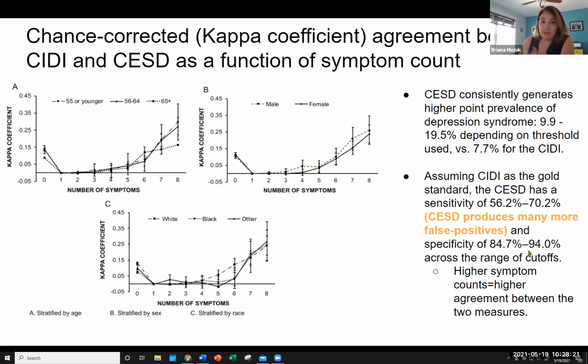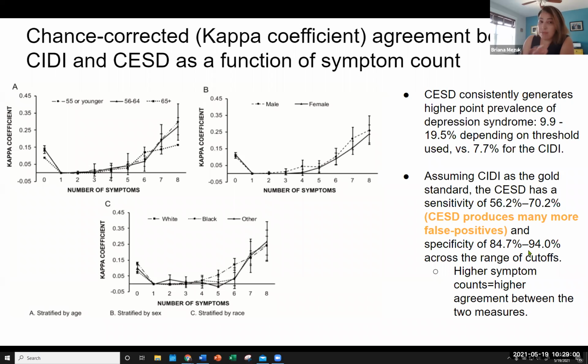But we have a couple of big problems. The first is that the CESD consistently generates higher point prevalence of depression syndrome. Depending on the range of cutoffs that people have recommended for the CESD to indicate clinically significant depression syndrome, in the HRS it's either 9.9% or 19.5% who currently meet criteria for clinically significant depressive syndrome, as opposed to 7.7% if we used the CD. So we're getting much higher prevalence estimates, up to twice as high.